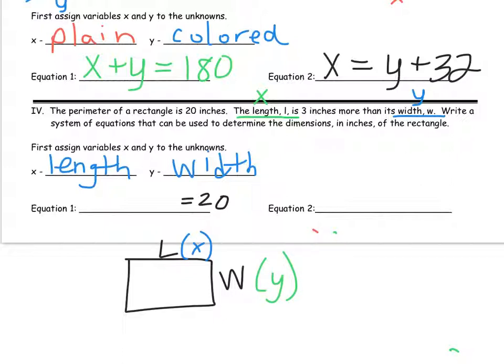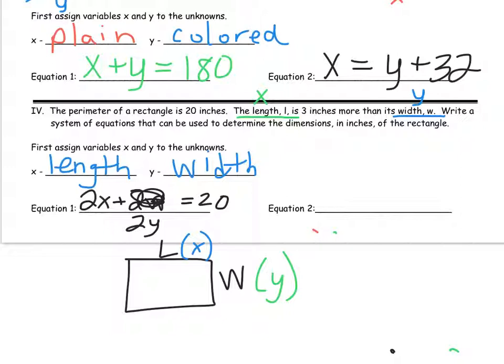So our equation is going to be 2x plus 2w. So let's write that down. 2x plus 2w. Oops, I did it. 2x plus 2y. Let's rewrite that. 2x plus 2y equals 20. So I've got my first equation.